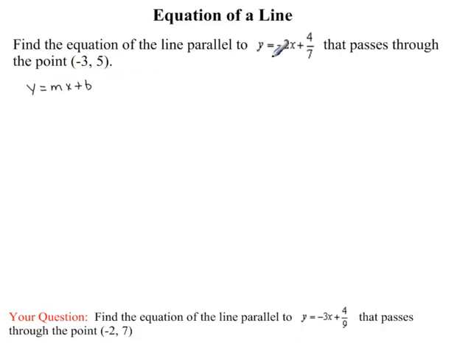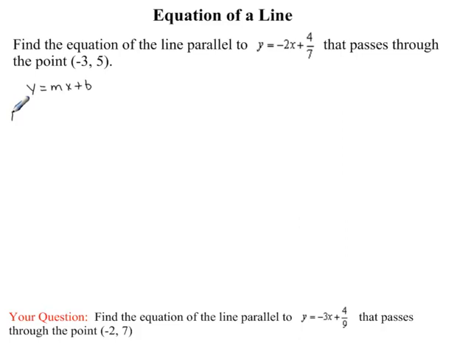The first piece of information that's given to us in the question is that our line is parallel to this line here. We'll notice that this equation is in the form of y equals mx plus b. The m is negative 2 and the b is 4 over 7. Since this line is parallel to the line that we need to find, we know that the slopes have to be the same. So since the slope of this line is negative 2, the slope of our line is also going to be negative 2.